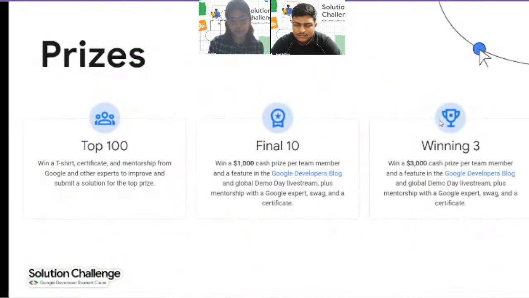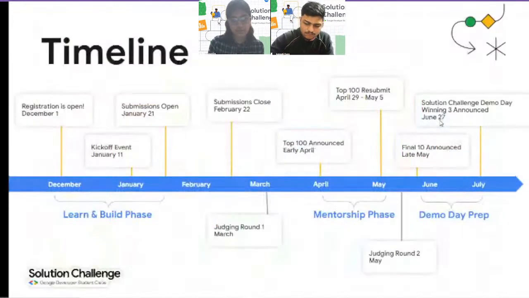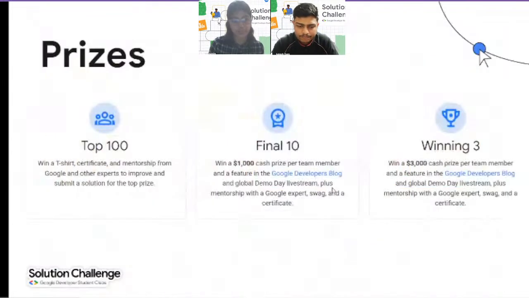So moving on to the perks of taking part in Google Solution Challenge. If you are under the top 100 teams, you will get a Google T-shirt, an official certificate for taking part in Google Solution Challenge by Google, and you will also get mentorship from Google, because in this phase you are going to get the mentorship of Google employees. So these are the perks of taking part.